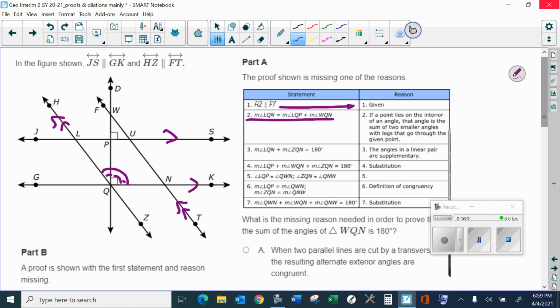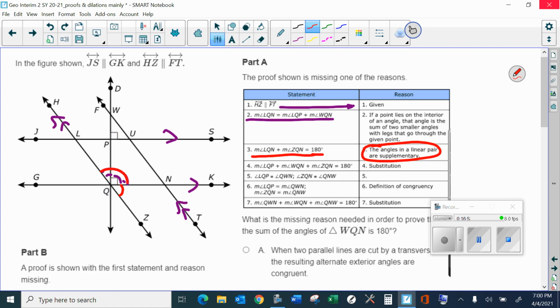Okay, measure of angle LQN plus ZQN. Let's change its color so you see that angle. This full angle plus that angle, obviously we see form a what? A linear pair, and they add to 180 degrees. The angles of a linear pair are supplementary. So that's why you can say those two angles add to 180. That's correct.